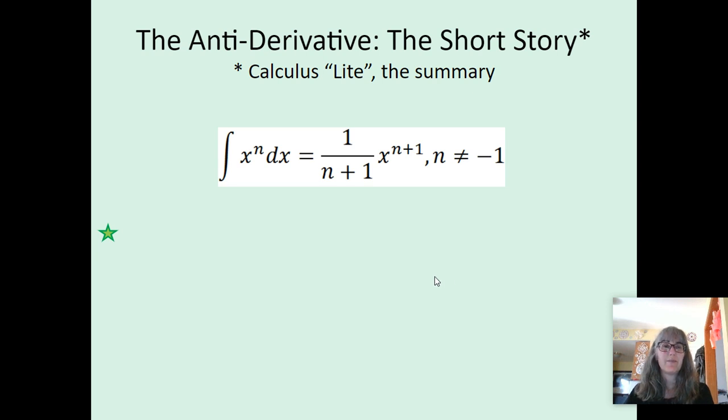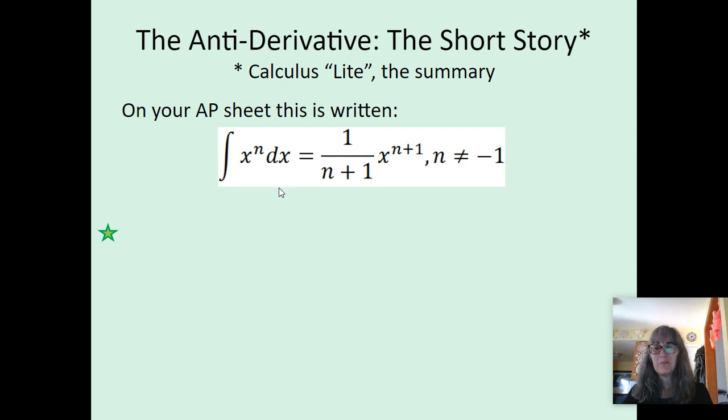So the short story, on your AP sheet, you have this. Isn't that awesome? So it tells you that if you want to take the integral of x to the n dx, and again, this dx you don't do anything with. This just tells you that what you're integrating over is x. So you just ignore that. So x to the n is the thing that you're finding the integral of. What you do is you raise the power by 1, because when you took the derivative, you lowered it by 1.